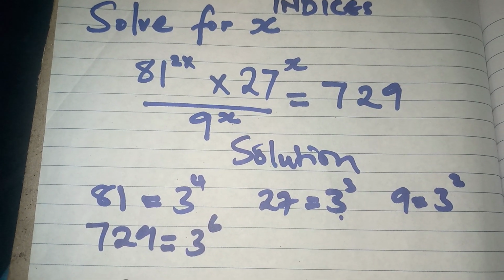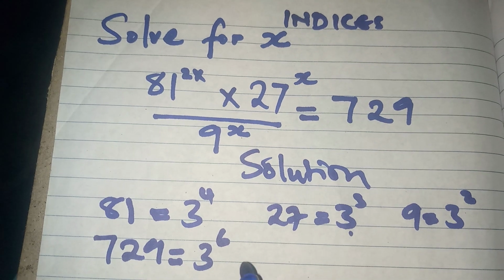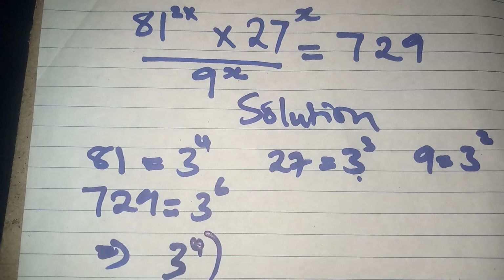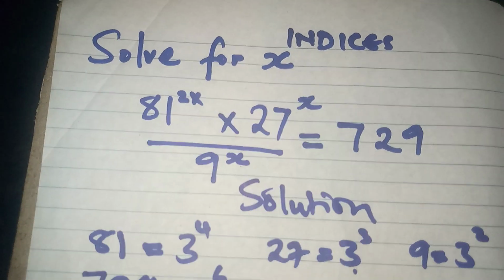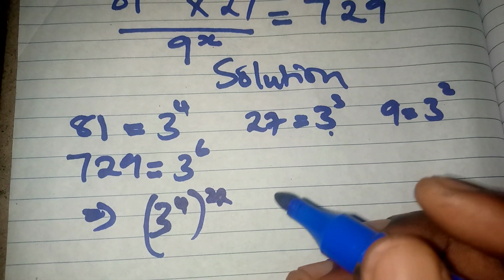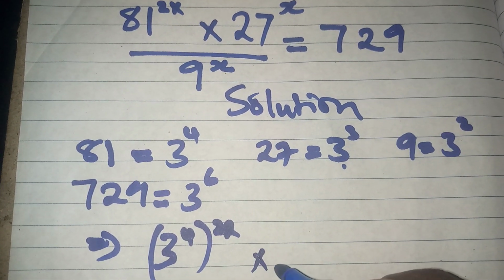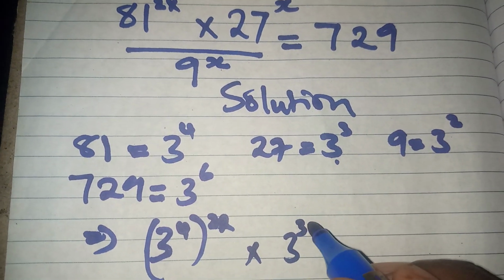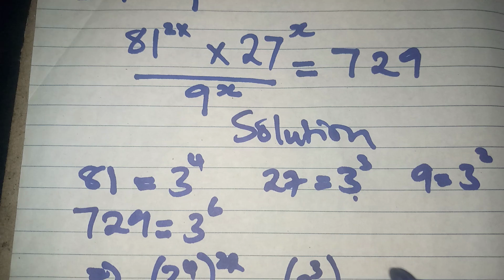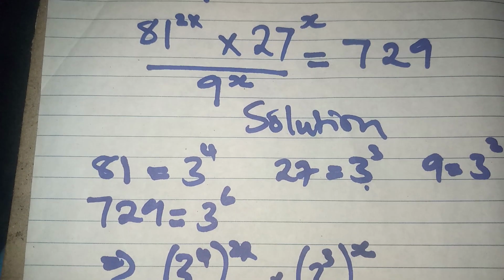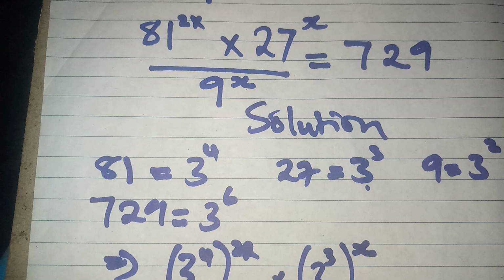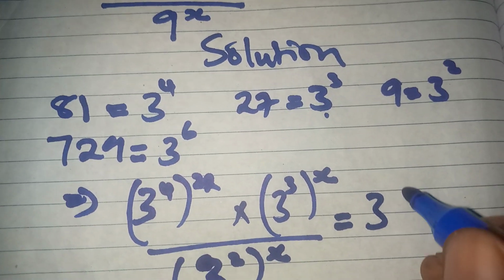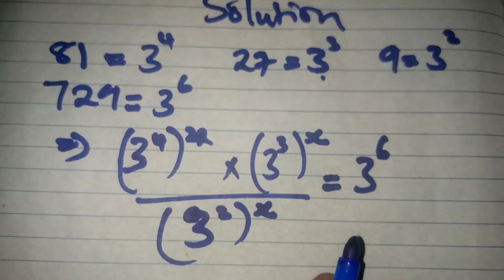So replacing, I'll have 3 raised to power 4. Outside I have 2x times 3 raised to power 3. Outside I have x all over 3 raised to power 2. Outside I have x is equal to 3 raised to power 6.